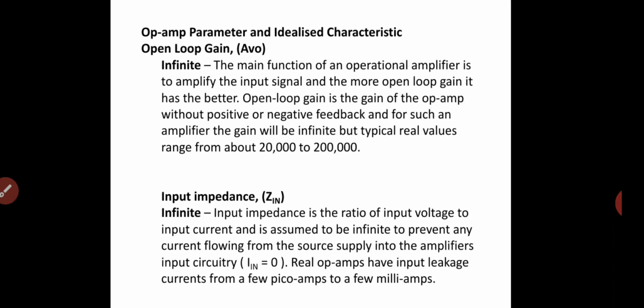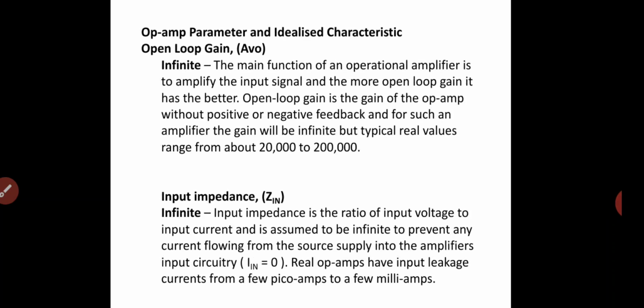amplifier the gain will be infinite, but typical real values range from about 20,000 to 200,000. So open loop gain means the feedback is not used. Input and output are not connected by feedback terminals.